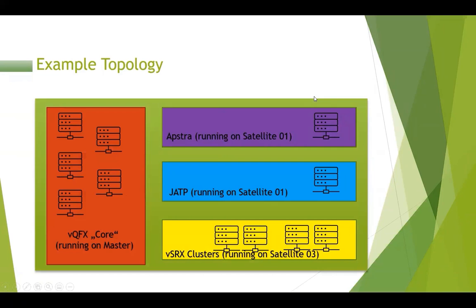And this is a slide of how that could look. Basically, if you have a topology, you could run your core or your fabric on the master instance, and you can have your Apstra on one satellite, your JATP on another satellite. Actually, that should be satellite 02, and maybe a vSRX cluster on satellite 03. And you can also select which node you want to run on. Basically that allows you to scale these labs even more.